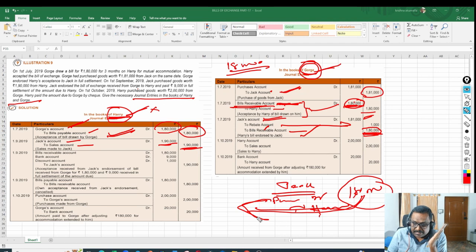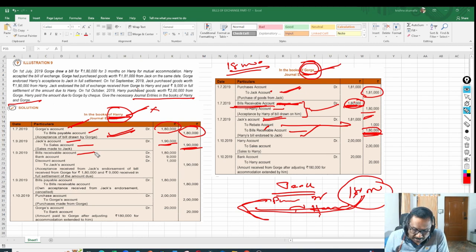So Jack has endorsed that 1,80,000 rupees in full settlement. So what entry do we write? Bills receivable account debit, because he is receiving this bill from Jack. So he treats that as a bills receivable only, but that bill was accepted by him only. The bill is accepted by Harry only, but the same bill went to George. From George it has gone to Jack. From Jack it has come back to Harry.